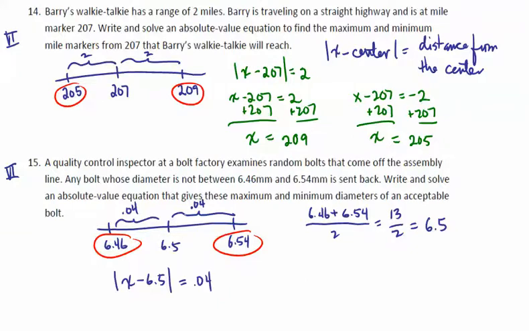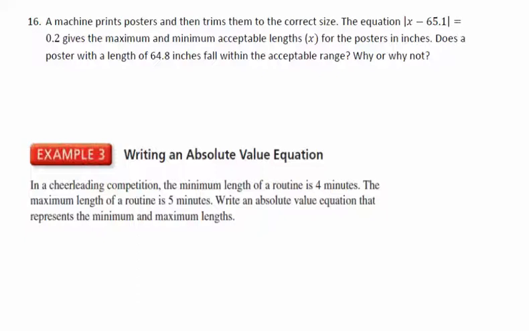We'll go on to the third example in this set. Number 16, a machine prints posters and then trims them to the correct size. The equation absolute value of x minus 65.1 is equal to 0.2 gives us the maximum and minimum acceptable lengths for the posters in inches. Does a poster with a length of 64.8 inches fall within the acceptable range? Why or why not? So we can do this two ways again. We have our equation, absolute value of x minus 65.1 is equal to 0.2.